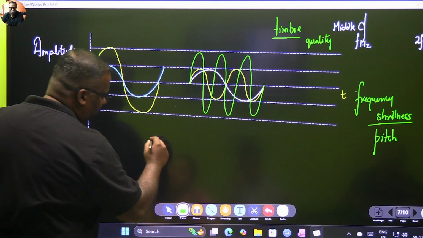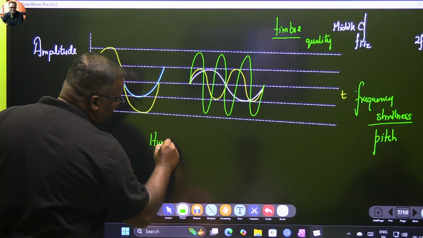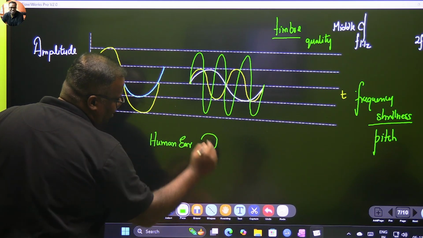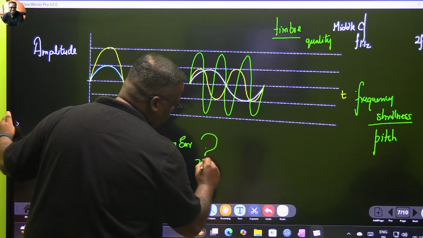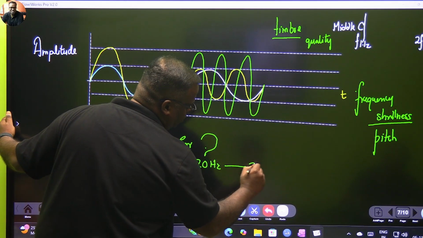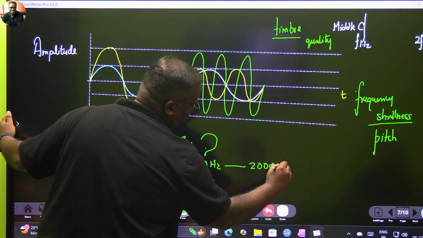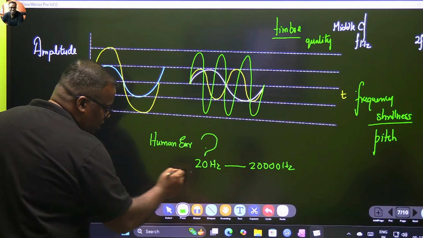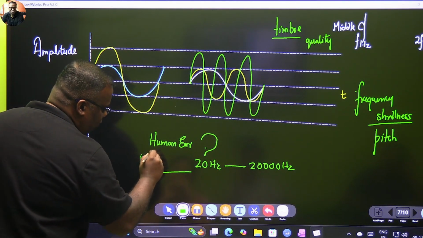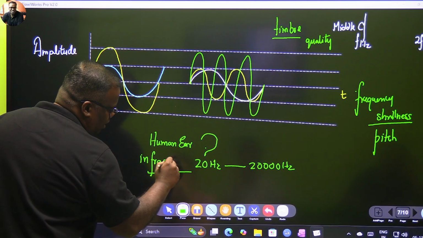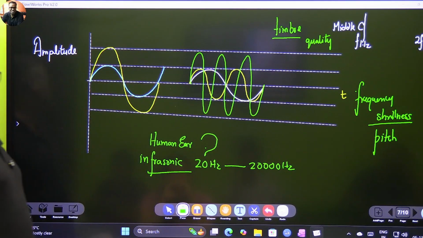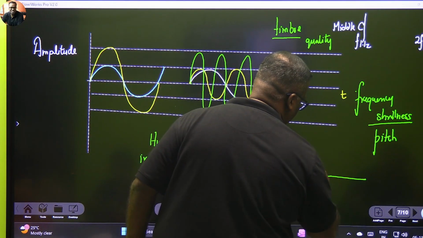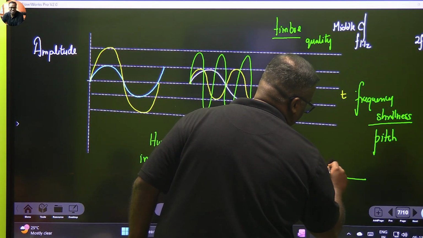Then you have something called the human ear. It is grade A stuff. The human ear can hear from 20 hertz to 20,000 hertz. Anything below this is known as infrasonic. Rhinos communicate with infrasonic sound. And anything above this is known as ultrasonic.